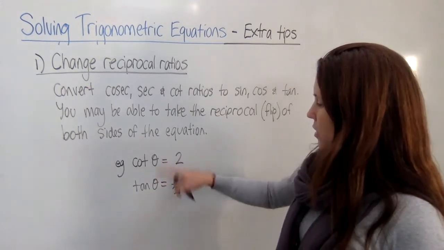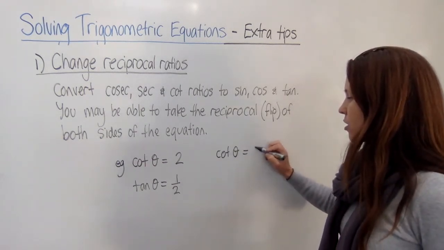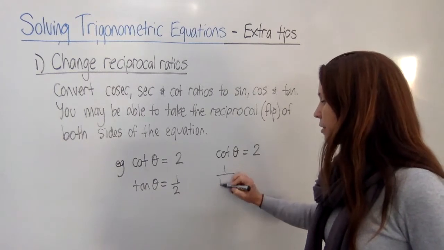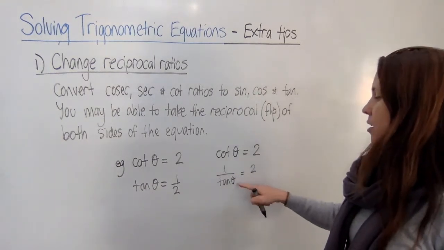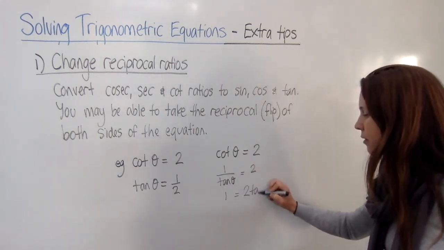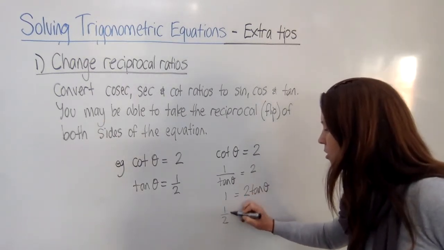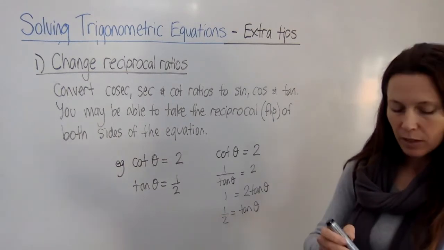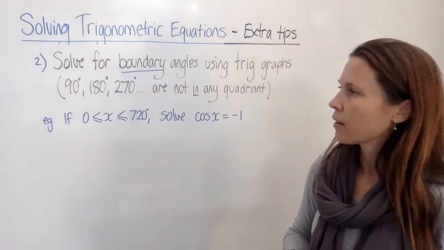Now, if you didn't know this trick, you can get a little bit more caught up. You'll still get there, but it just might take longer to say, all right, cot, that's the same as 1 over tan. And then on the next line, you might say, now we've got to multiply both sides by tan theta, and then divide both sides by 2. You're still going to get the same thing, but it's just going to take you a little bit longer. So do things that are quick so you can spend more time on the hard stuff.